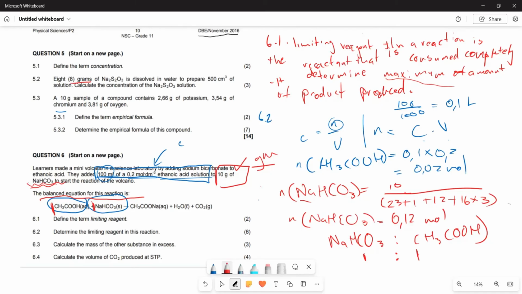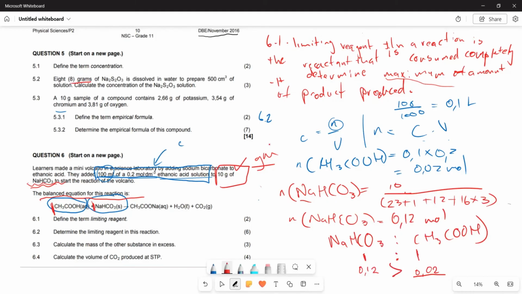The mole of your NaHCO3 is what you are given, which is 0.12, while the mole of this, the first one that we've calculated, is 0.02, right? So what does this mean? Look, the mole of your bicarbonate of soda is going to be greater than the mole of your ethanoic acid. So this mole here is greater than this mole here.